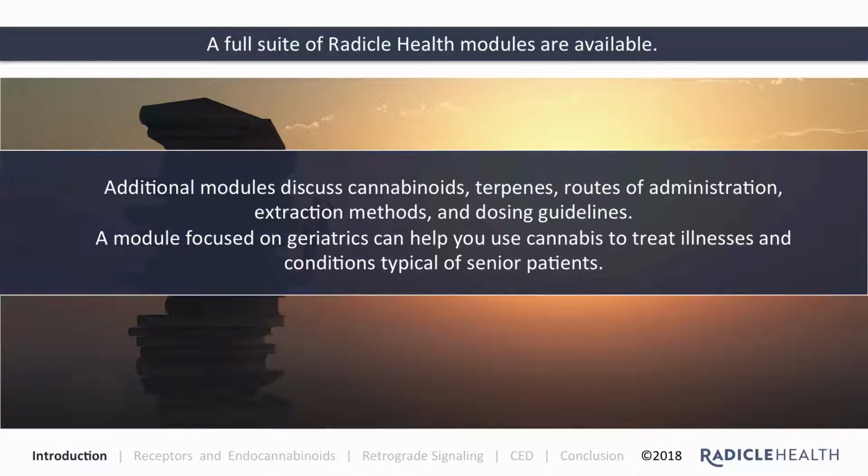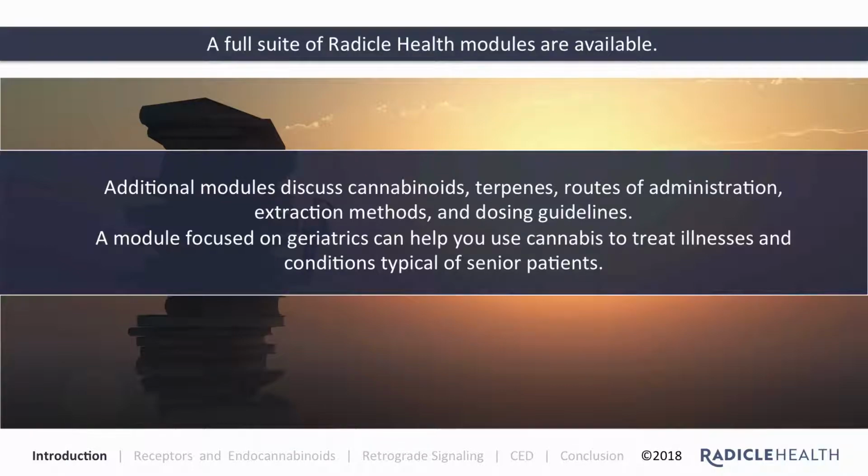For a comprehensive description of the endocannabinoid system, including descriptions of cell receptors, enzymes, ligands, and drug transporters relevant to cannabinoid pharmacodynamics, and a review of the absorption, metabolism, distribution, and excretion of cannabinoids, see Radicle Health Cannabis Pharmacology. This module provides an overview of the endocannabinoid system.